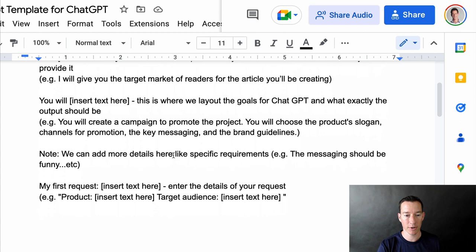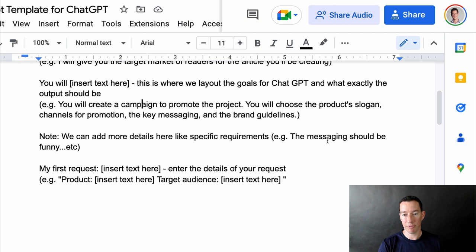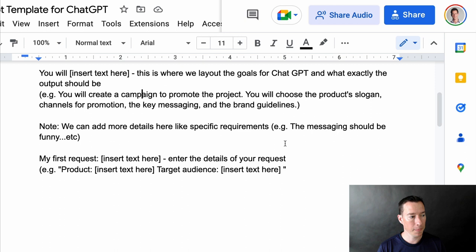You can add more details. The messaging should be funny or in a humorous tone. It should be serious. It should be at a sixth grade reading level or whatever the case may be. With this clinical stuff, a lot of times clinicians tend to speak over the head of the average reader and the average patient. And that's a big no-no, honestly.